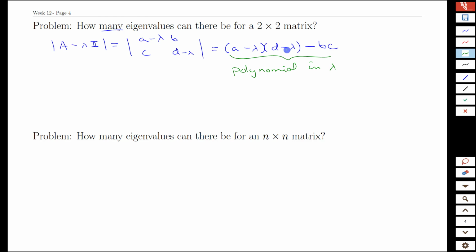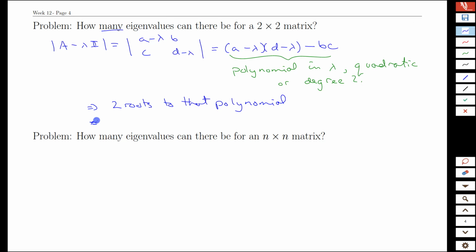And specifically, what degree is it? Well, we're always going to multiply that down the diagonal, and there's a lambda in every term down the diagonal, so we're going to have specifically a quadratic, or degree 2. And as you know, degree 2 polynomials will have 2 solutions. We're going to have 2 roots to that polynomial, and the roots for that polynomial means that you're going to have 2 eigenvalues.